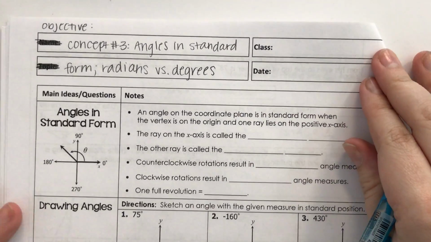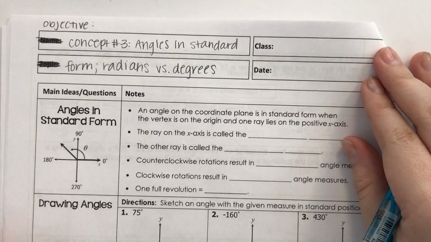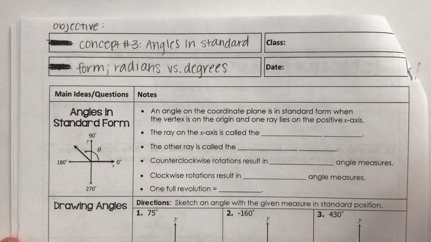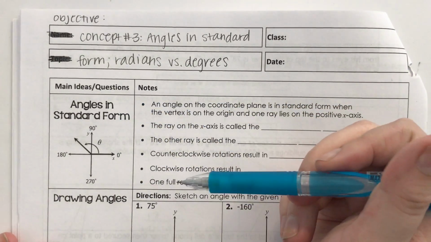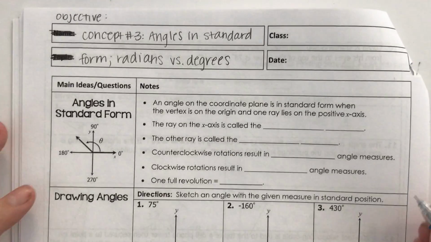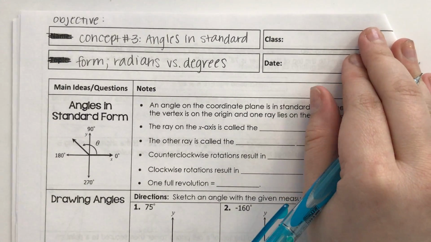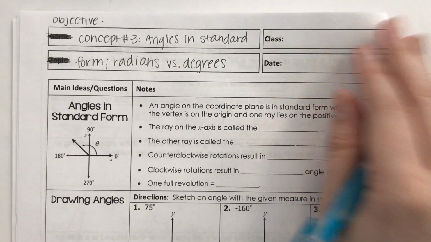Right, concept number 3. It may look like there's a lot in this one, but I promise it's not that bad. So we're talking about angles in standard form and radians versus degrees. There's a couple things we're talking about in this concept. Our objective is twofold, so you're going to have to write small.